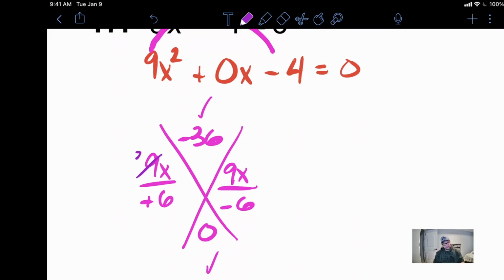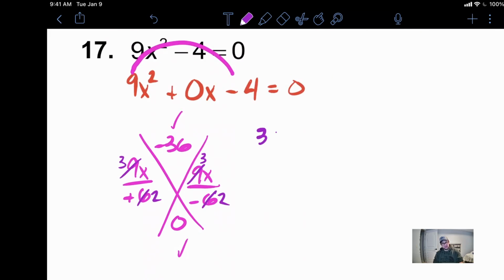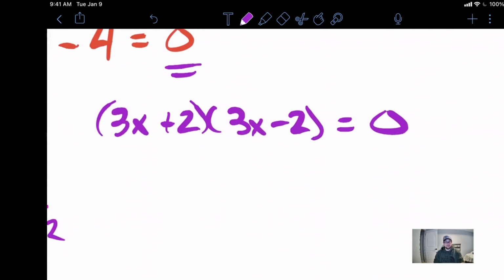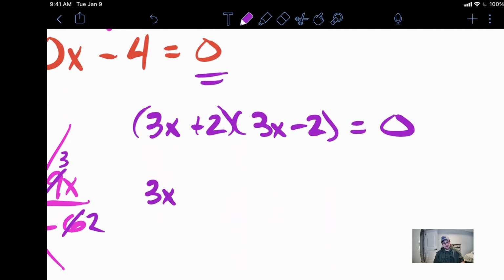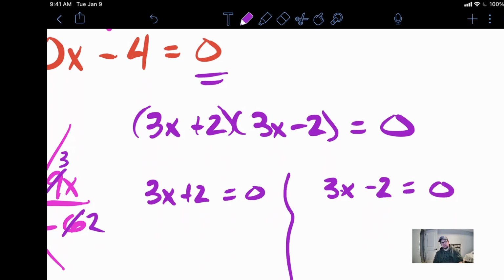This can reduce to be 3 over 2, and this will be the same. So my final factored answer will be 3x plus 2 and 3x minus 2, equaling 0, just like the original. Once you get to this point, you need to solve. So you're going to have 3x plus 2 equals 0, and then 3x minus 2 equals 0.